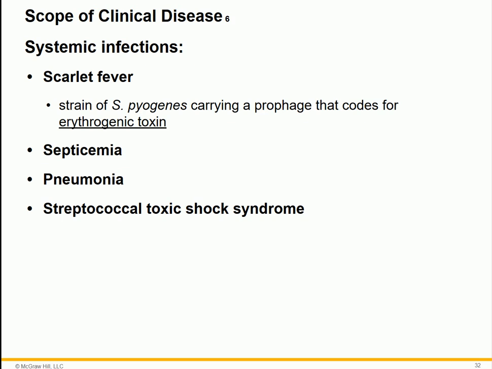Okay, so let's talk about systemic infections that can be caused by strep. There is scarlet fever. Scarlet fever is caused by a strain of Streptococcus pyogenes that has a prophage coding for erythrogenic toxin. And remember, erythrogenic toxin is that toxin that causes a red skin rash. If the toxins get into the bloodstream, that's known as septicemia. Streptococcus can also cause a pneumonia. It can also lead to streptococcal toxic shock syndrome.